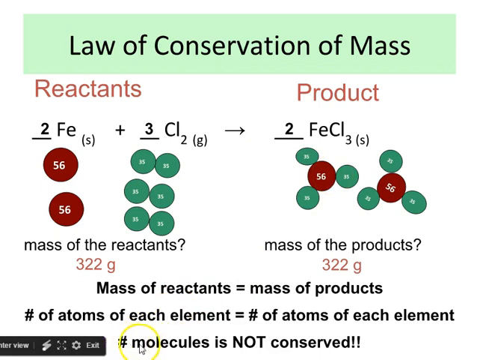This is a point that a lot of people get confused on, though. Number of molecules is not conserved. This makes sense because this is a synthesis reaction, right? We're taking 2 separate things and we're putting them together. So we have 2 molecules over here, and we have 3 molecules and 2 atoms over here. So the number of molecules is not conserved, and that's fine because we're putting 2 molecules together to make bigger molecules. So that's going to make sense.